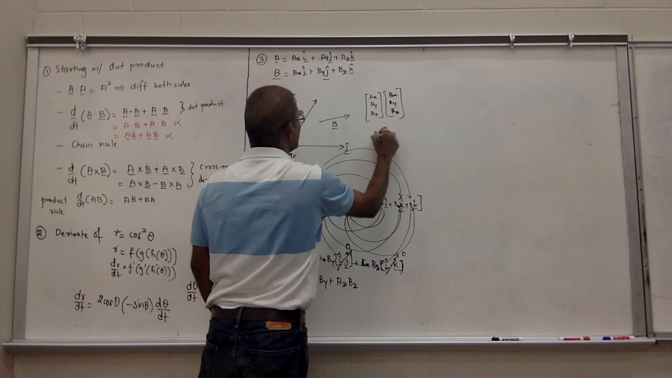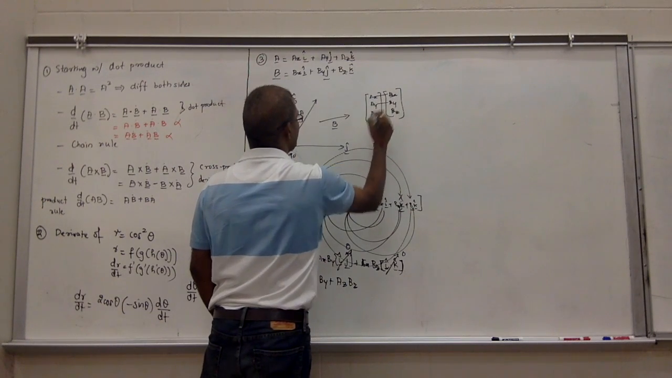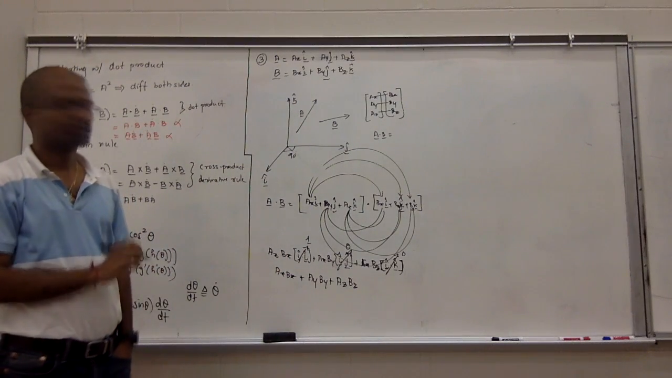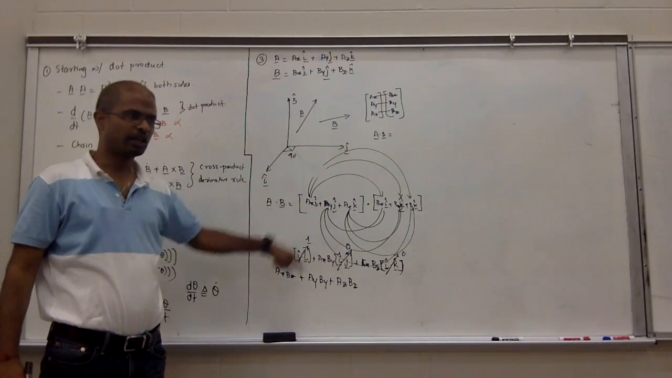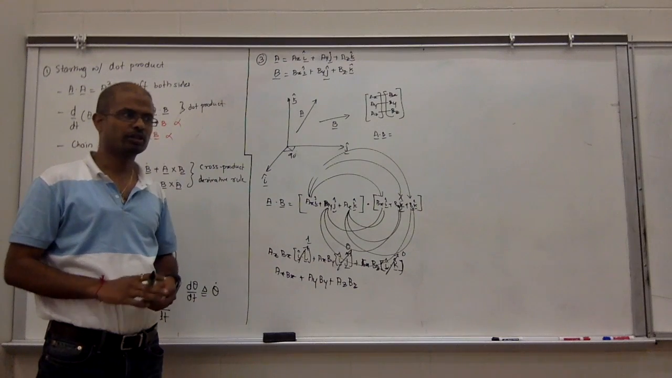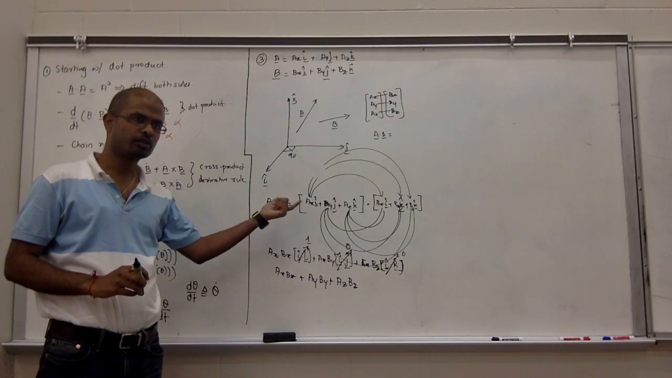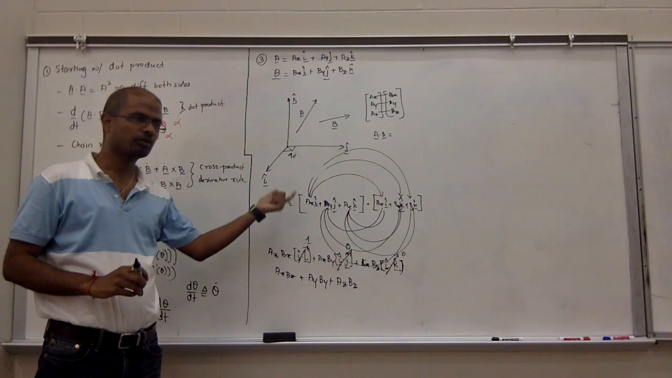So what is A dotted with B? It is just this multiplied by this, plus this multiplied by this, plus this multiplied by this. So this is the math behind that. Okay? And this is only true when you coordinatize your system in an orthonormal basis.